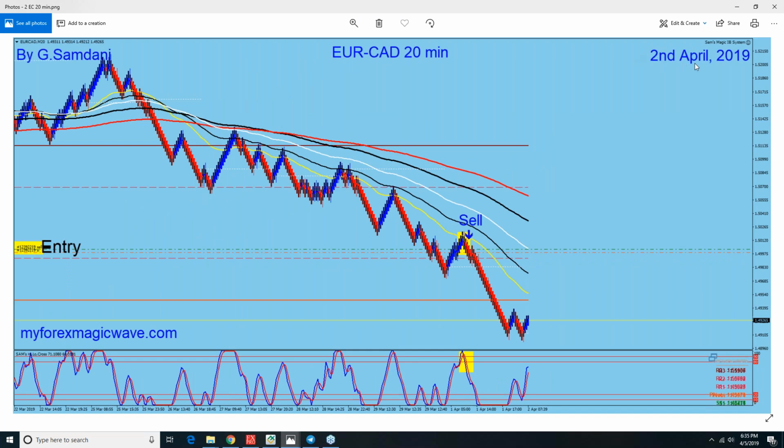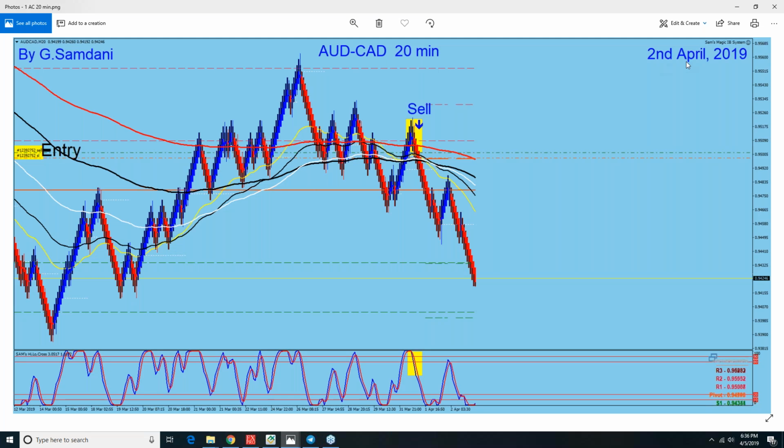EUR/CAD on April 2nd, beautiful down move. I missed all of these, but caught the last move. And also on April 2nd is AUD/CAD, 20-minute setup, beautiful setup, all the way down. This is indicators all the way up. Blue candle turns into red, nice and clean entry. And this is how this Magic IV system works, and it's very easy. It's just a matter of learning a little bit, and that's it.